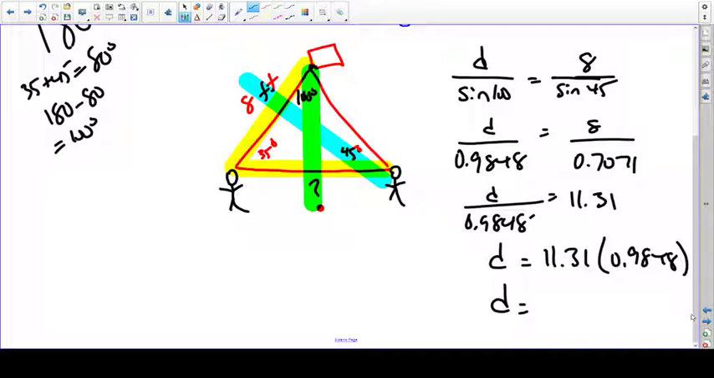And I did something silly, so you're just going to have to hold on here. 11.31 times 0.9848 equals 11.1 feet. So that's the distance between Buddy and Naomi.